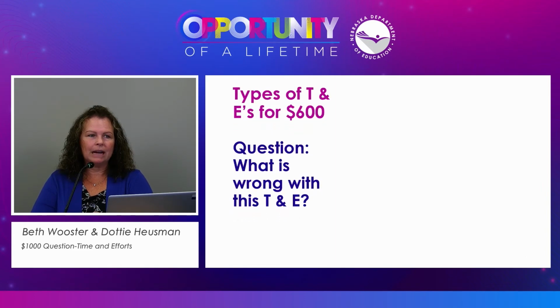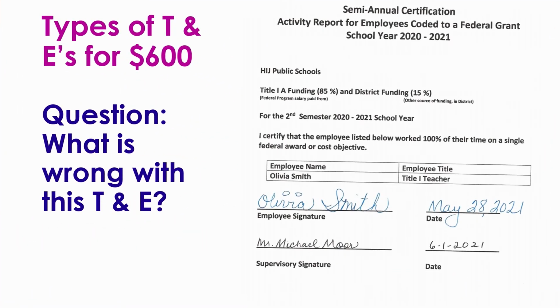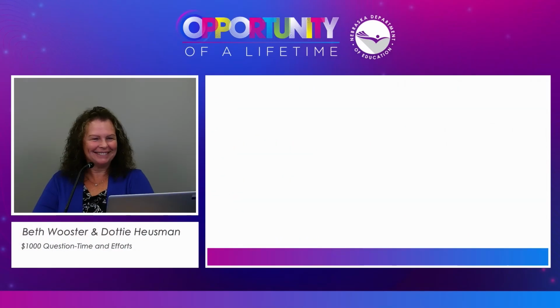All right, types of time and effort for 600. What is wrong with this time and effort? And the answer is nothing. It's actually correct. So, just a trick question.